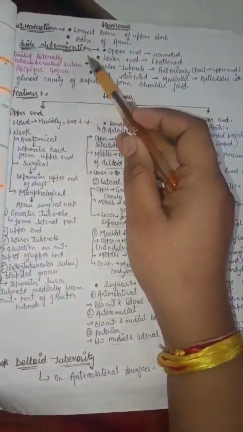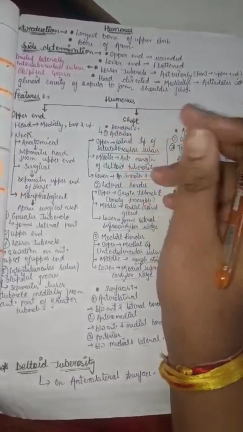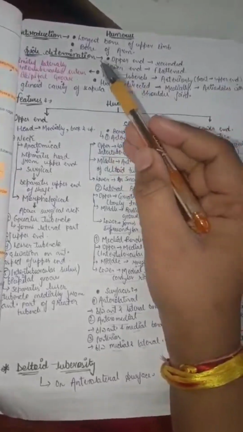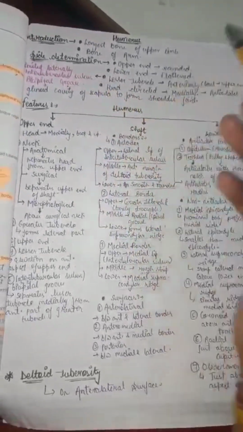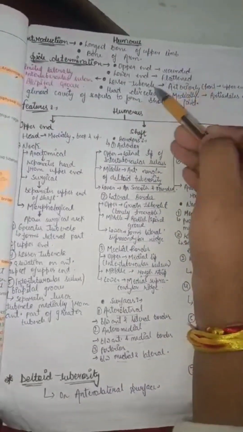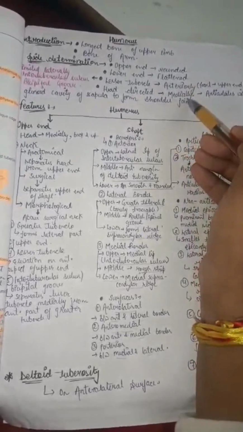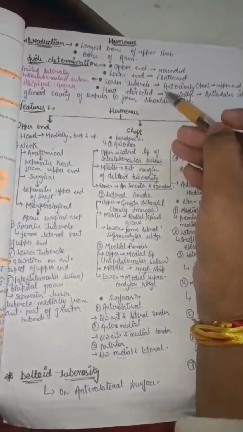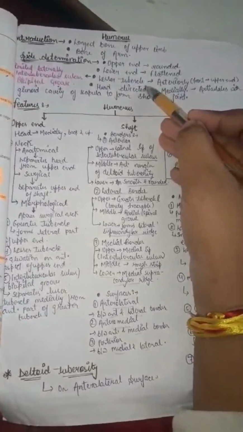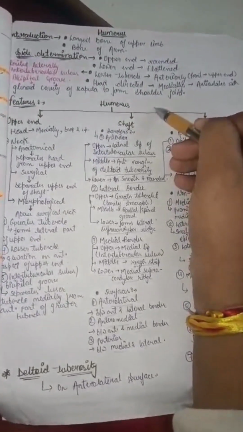Now let's start with its side determination. Side determination is known as the position in which the bone is placed in our body. In side determination, we have upper end that is rounded, lower end that is flattened, and a head that is directed medially. Below head, we have lesser tubercle. Lesser tubercle is a bump-like structure that is present below head.